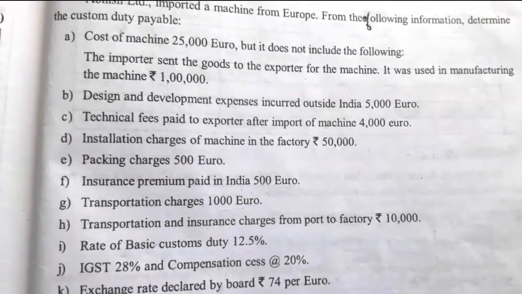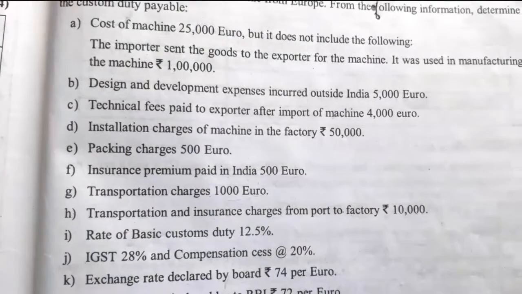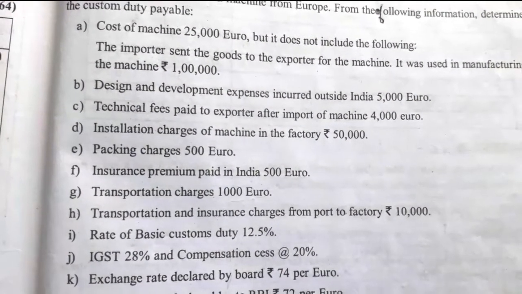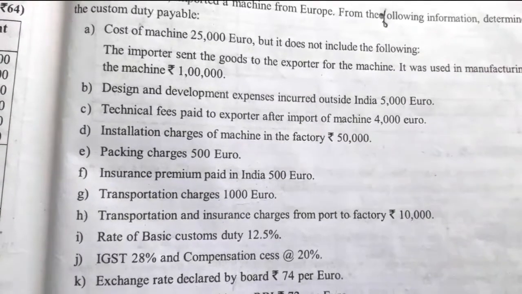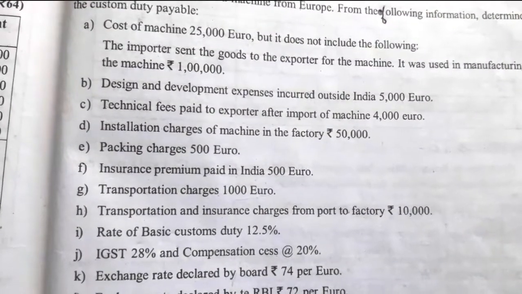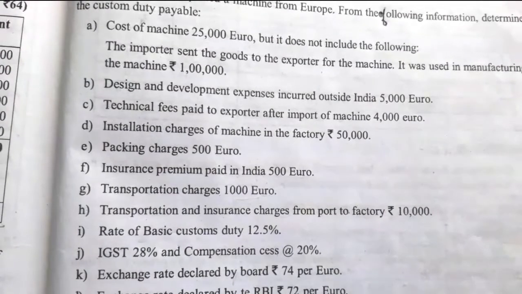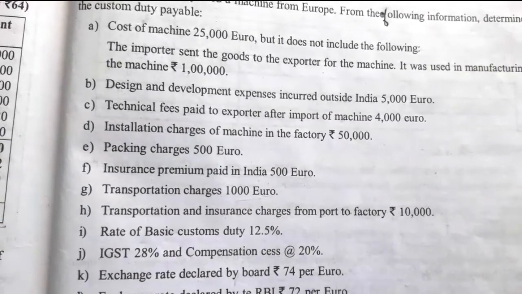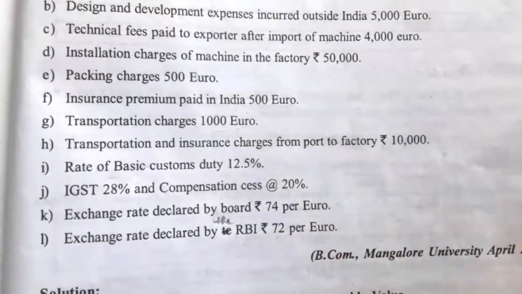Installation charges of machine in the factory rupees 50,000. Packing charges 500 euro. Insurance premium paid in India 500 euro. Transportation charges 1,000 euro. Transportation and insurance charges from port to factory rupees 10,000. Rate of basic custom duty 12.5%. IGST 28%. Compensation cess at 20%. Exchange rate declared by the board rupees 74 per euro. Exchange rate declared by the RBI rupees 72 per euro.